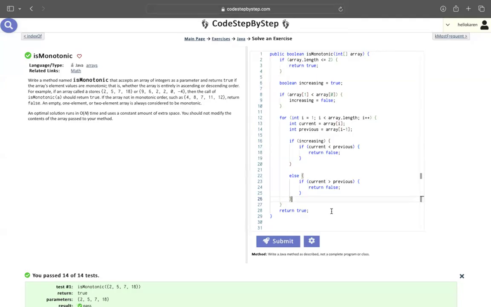So let's say they go 10, 10, 10, 10, 10, 9, 8, 7, 6. In our code, by default, we set our increasing equal to true on line 6, and then we just check if the second one is less than the first one, which it's not because it's 10, 10, 10, 10, 10, so we set it equal to false. So technically, we would be checking for an increasing pattern because we set increasing to true when we made it.